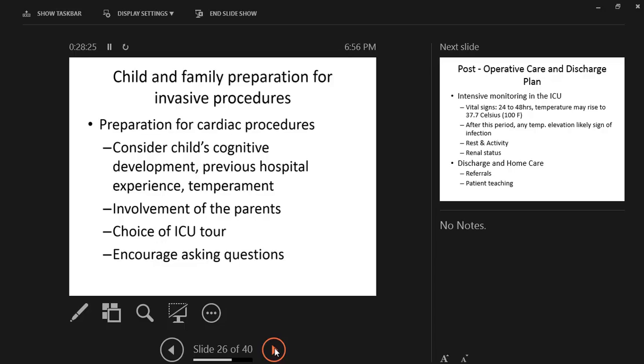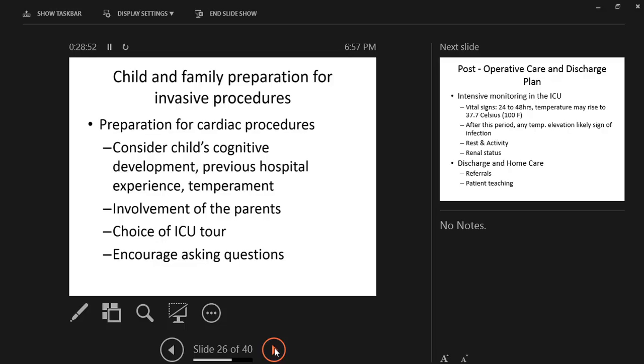Alarms, they need to know what those are going to sound like so that they're not frightened of those when they hear them. With a preschooler, you could also take a doll and show them what an ET tube looks like and how an IV goes, so they would really know what to expect. Put some monitor leads on the doll, let them play with it and see what that's all about. And of course, you always want to make it age appropriate based on their developmental level.